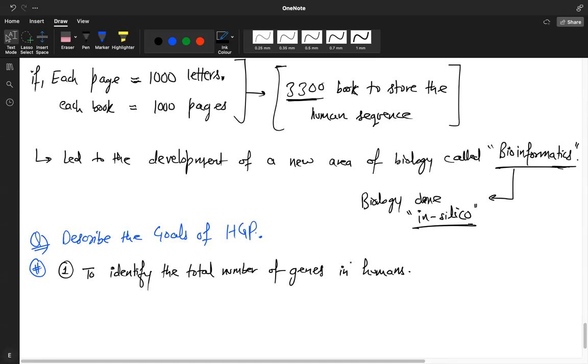Once we have the whole sequence, then we can find the number of genes, because genes have a characteristic feature. They start with a start codon and they end with a stop codon. In between is the reading frame, the open reading frame. So that's how the genes were identified. So the aim, in fact, you should write, was to identify the total number of genes in humans, which turned out to be around 25 to 28,000. Some books write 20,000. 20,000 is way too less. We don't have 20,000 genes. We have approximately around 28,000 genes.